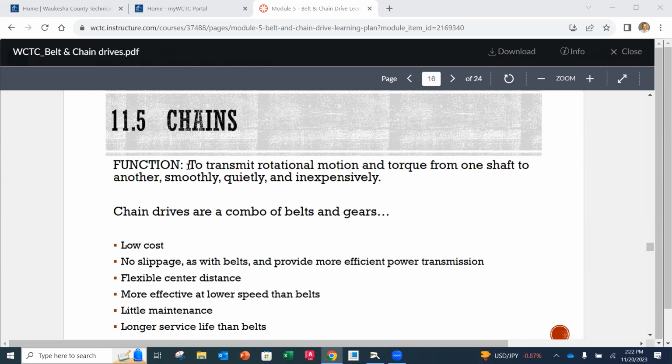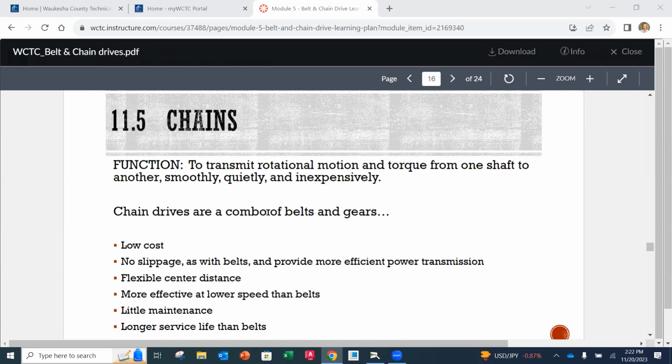All right, so as we look at the function of chain drives here, you're going to notice that it's the very same function that we had for both gears and belt drives. So to transmit rotational motion and torque from one shaft to another smoothly, quietly, and inexpensively. All right. So chain drives are kind of like a combination between belts and gears. All right. So they're going to be low cost, very readily available, but we're not going to have any slippage.